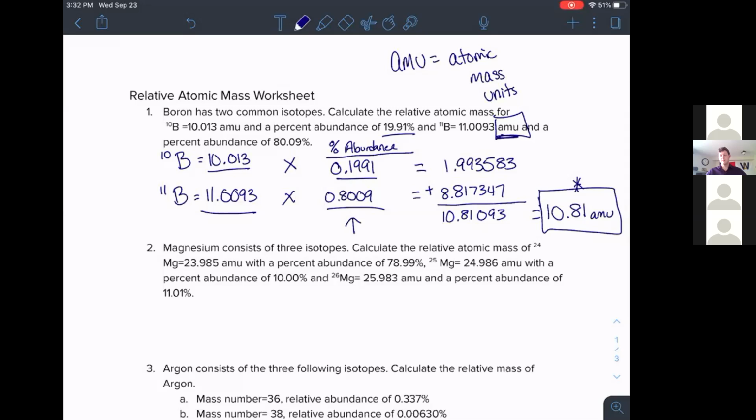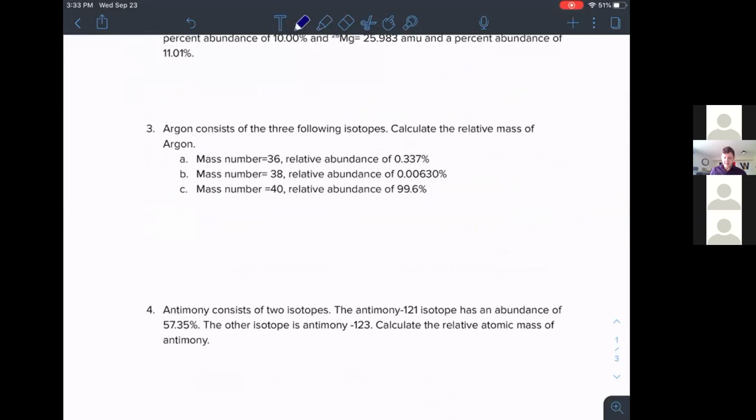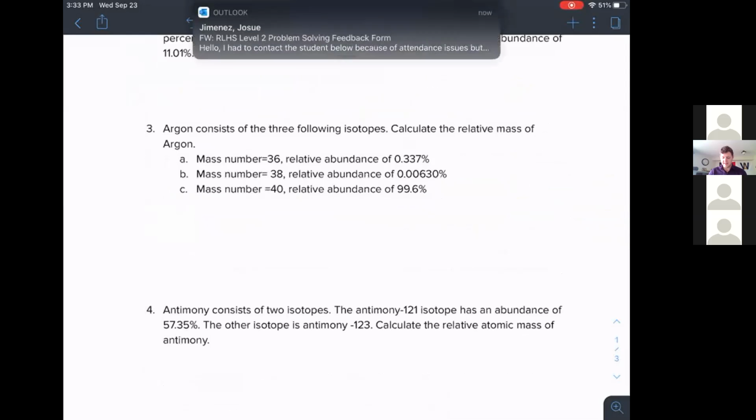Can we try number 3? Number 3, all right. So number 3 says argon consists of 3 isotopes. Calculate the relative mass of argon. So it says the mass number is 36 and its relative abundance is 0.337%. If it has a mass number of 38, its relative abundance is 0.00630%. And if its mass number is 40, its relative abundance is 99.6%.